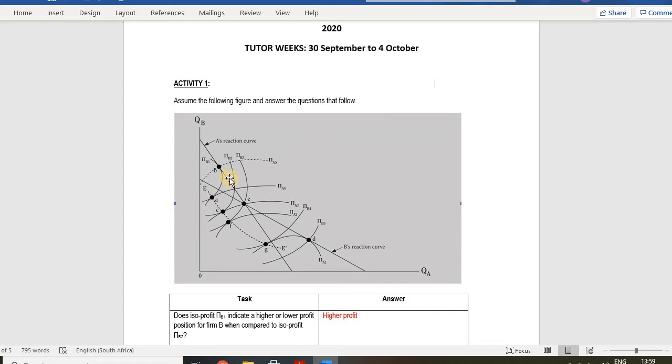Remember, we said for firm B, the highest profit realized is this one, and the lowest realized is this one, which is B5. Okay, so at this point, B1 is the highest. It indicates the highest profit. Then let's go to question 2.